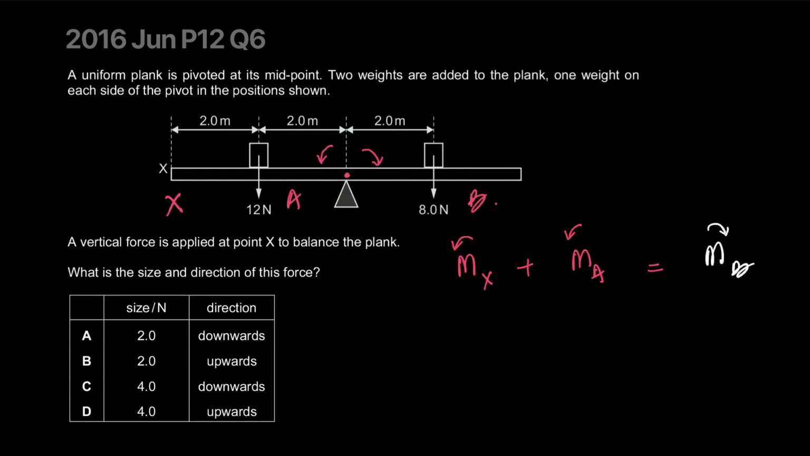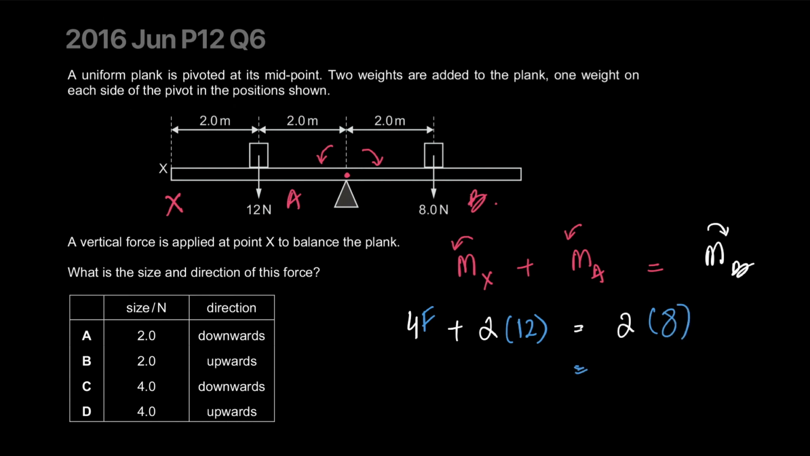Once we have that, can we work it out? What's the moment for A? Let's say the force applied is F. That's F times the distance from the pivot. The pivot is here, your hand is going to be here applying the force, that's 4. Then you have the force over here, which is 12, times the distance, which is 2. So that's 2 times 12, and all of this is equal to 2 times 8.